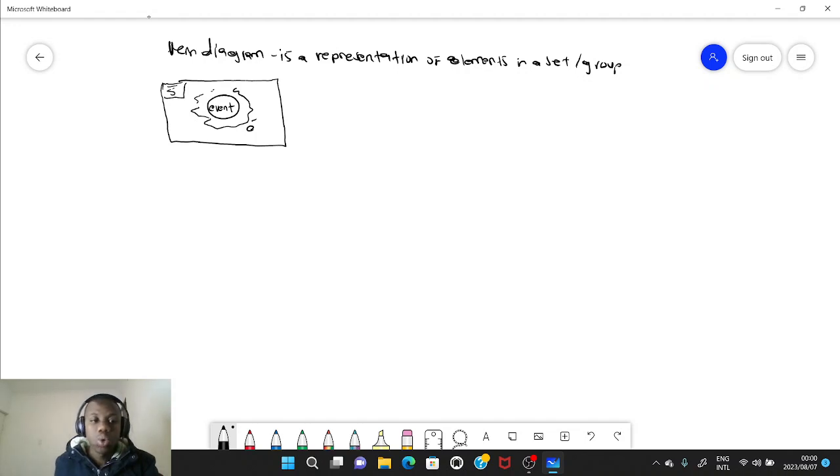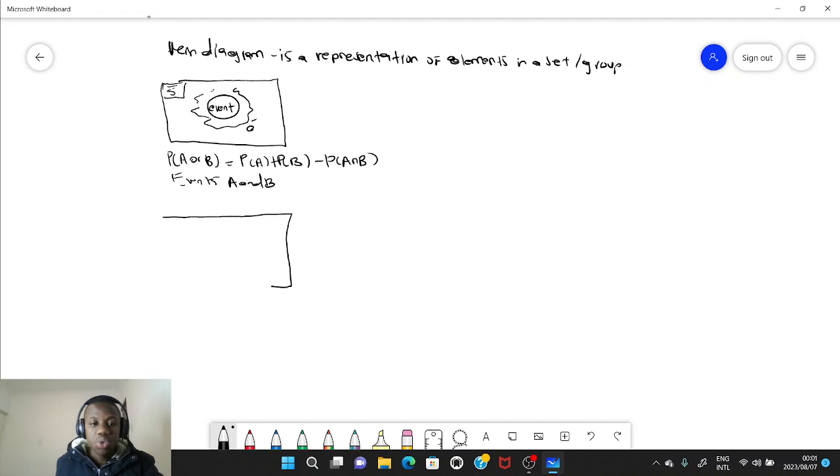Now, since we saw the addition rule, the probability of A or B is equivalent to the probability of A plus the probability of B minus the probability of A and B. In this case, we're dealing with only two events, events A and B.